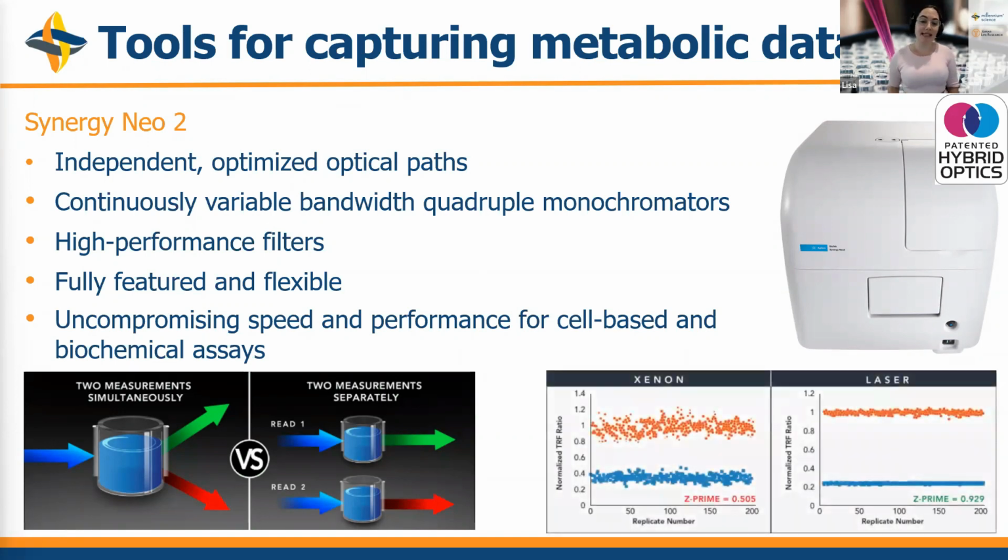You can build in laser-based detection into the Neo. So, for example, this is the TRF laser that you can build into the Synergy Neo 2. And from the Z primes here, you see how accurate the data you can produce from the laser-based detection compared to a xenon light source.